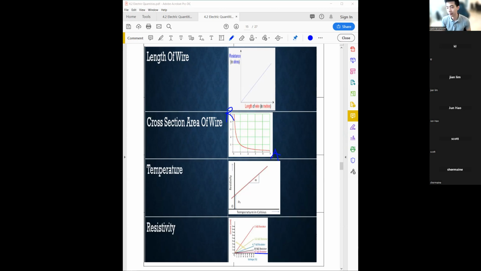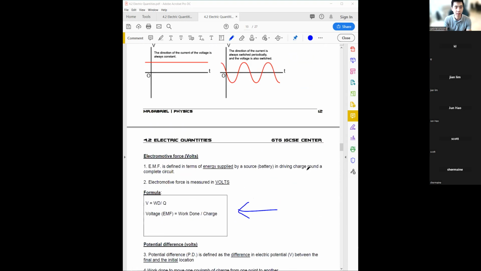Yeah. Can you explain the ammeter part again? Oh, wait, is everyone done? Let me explain.